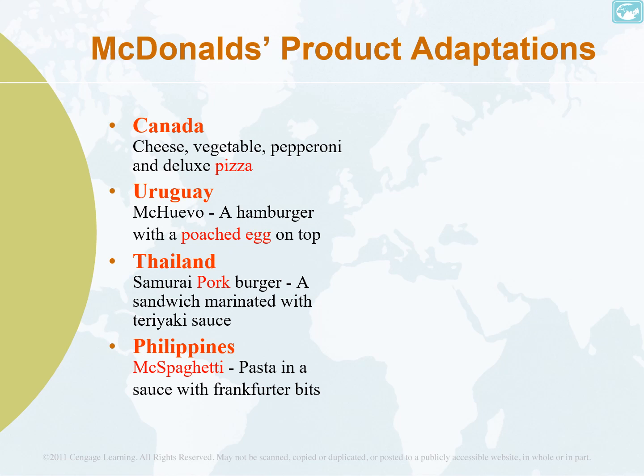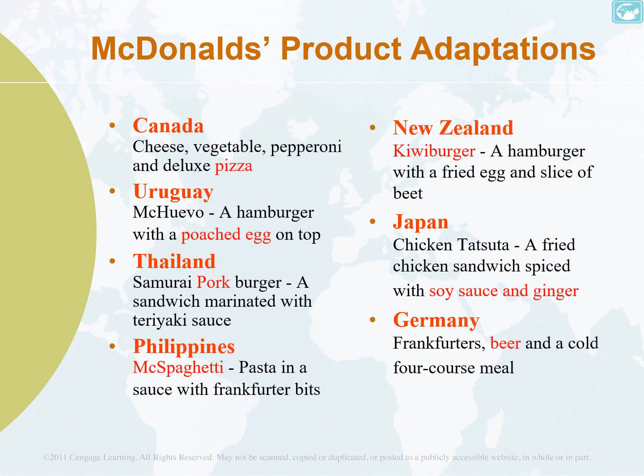In Thailand, they have a pork burger, the Samurai pork burger, a sandwich marinated with teriyaki sauce, the Japanese flavor. In the Philippines, they have Mac Spaghetti, pasta in a sauce with Frankfurter bites. Interesting, huh? In New Zealand, they have the Kiwi burger, a hamburger with a fried egg and a slice of beet.